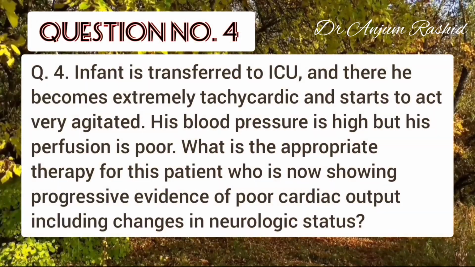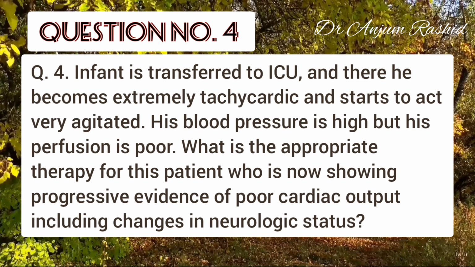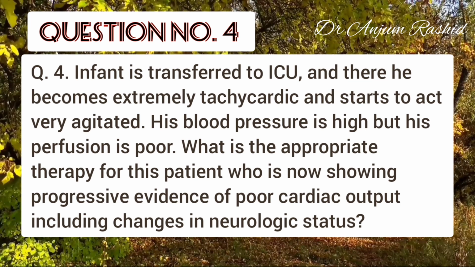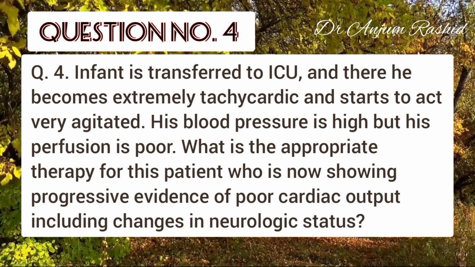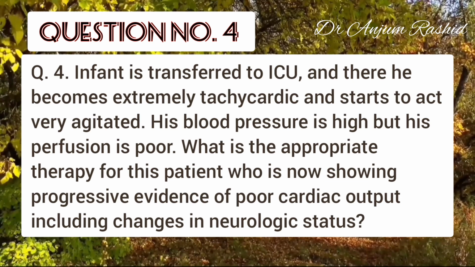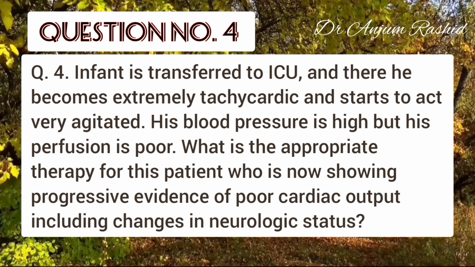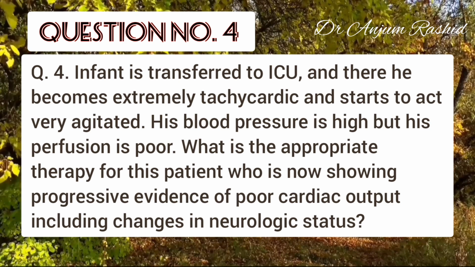Now, question number 4. The infant is transferred to the ICU and there he becomes extremely tachycardic and starts to act very agitated. His blood pressure is high but his perfusion is poor. What is the appropriate therapy for this patient who is now showing progressive evidence of poor cardiac output, including changes in the neurologic status?